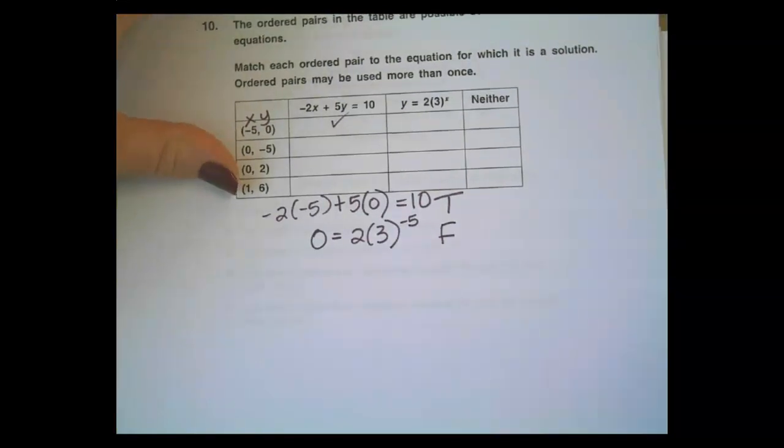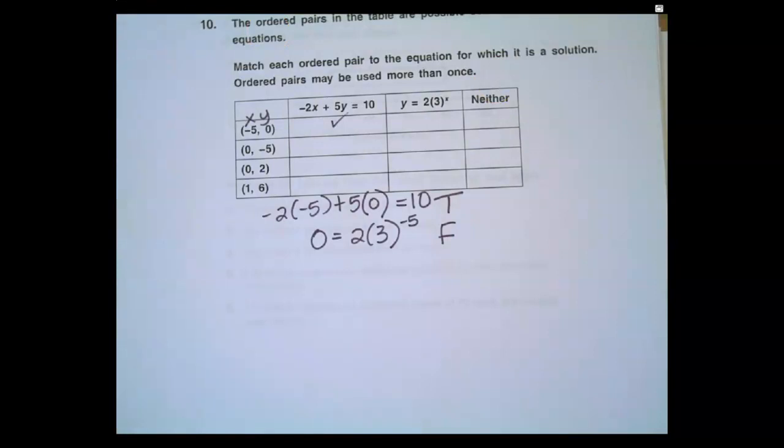Next. Oh, I said I was going to stop there. So here's 1 through 10. I will stop.